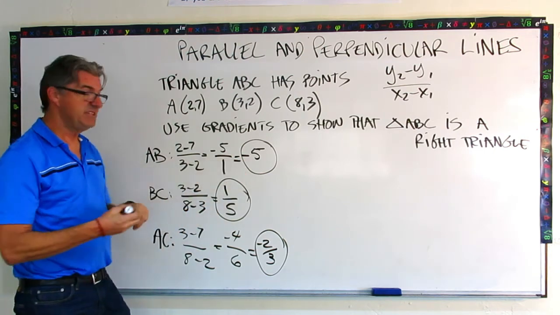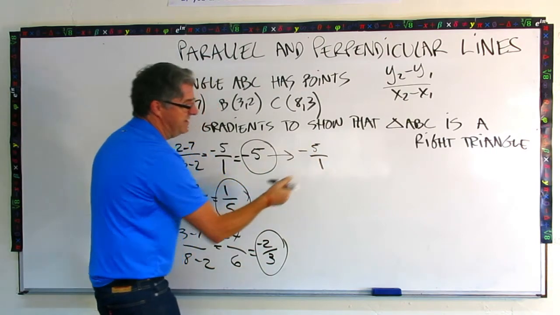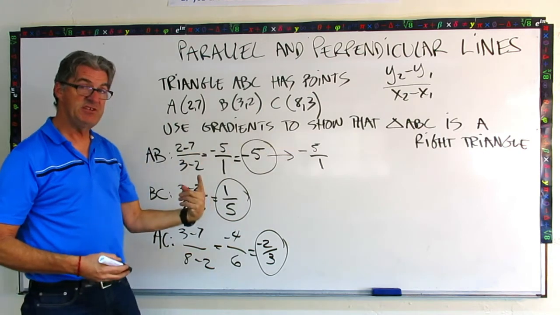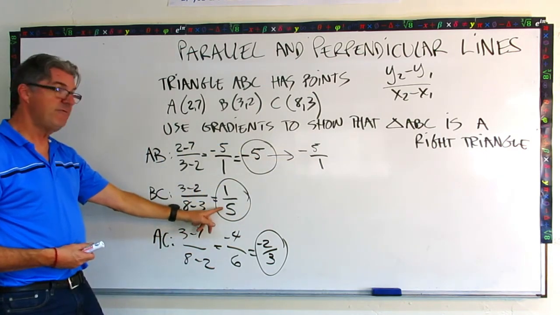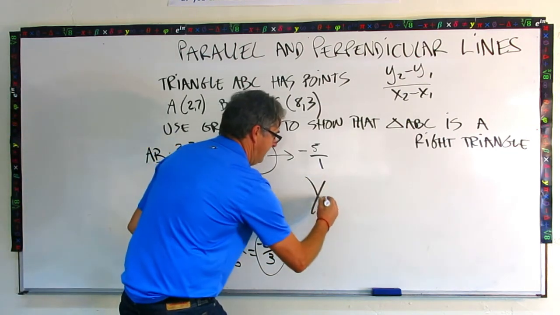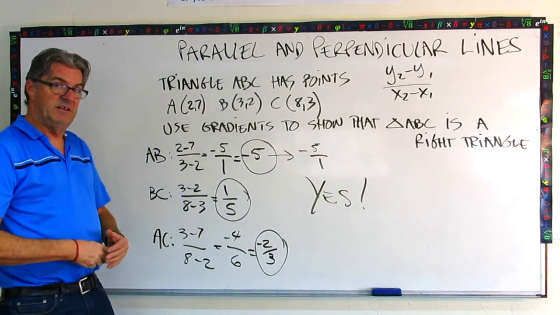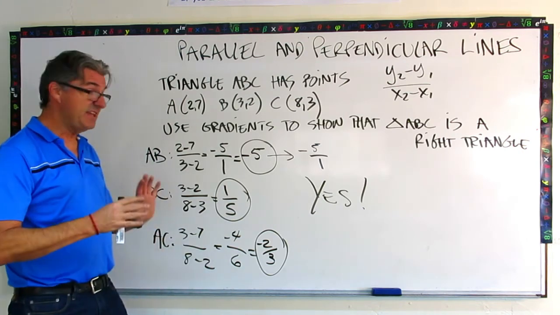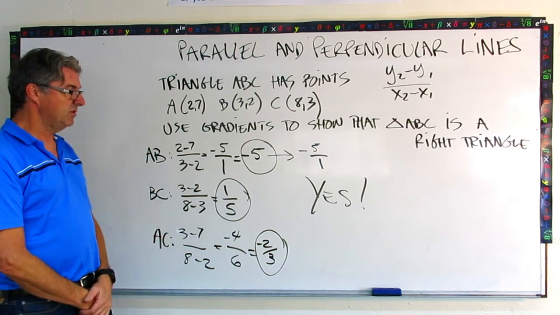Negative 5 is the same as negative 5 over 1. So if we take this fraction and flip it, then change the sign, we're going to get positive 1/5, which indeed is what we have for BC. So the answer is yes. This is a right triangle. Now we didn't have to graph it, we didn't have to use Pythagorean theorem, we didn't have to do any of that stuff. All we did is we found three slopes and we looked for the negative reciprocal.